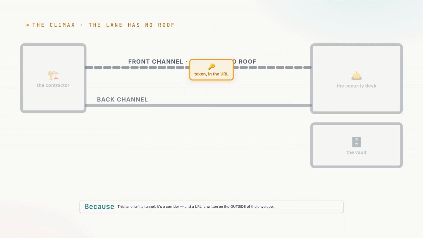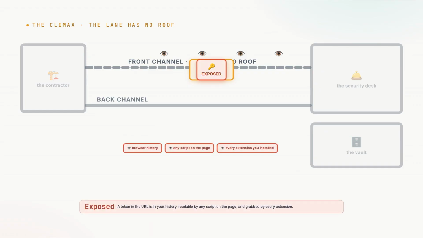Because this lane isn't a tunnel. It's a corridor, and it has no roof. A URL isn't written inside the envelope. It's written on the outside in big letters. And there are eyes on that corridor. They show up right now, and they never leave. Your token is now in your browser history. Any script running on that page can read it, and every extension with tab permissions just grabbed it. The front channel is a postcard. Anyone in the lobby can read it, and you do not write your keycard number on a postcard.